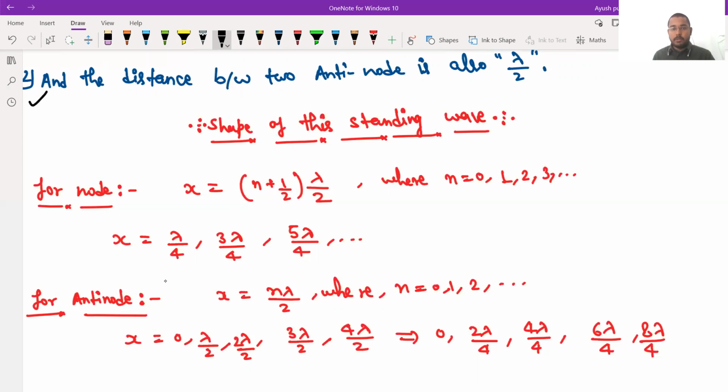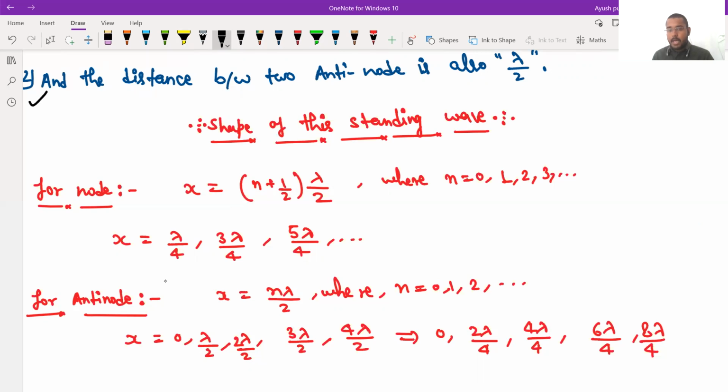Great. For antinodes, the equation is x equal to n lambda by 2, where n equal to 0, 1, 2, and so on. So the values of x will be 0, lambda by 2, 2 lambda by 2, 3 lambda by 2, and 4 lambda by 2. When we put n equal to 0, we get x equal to 0.